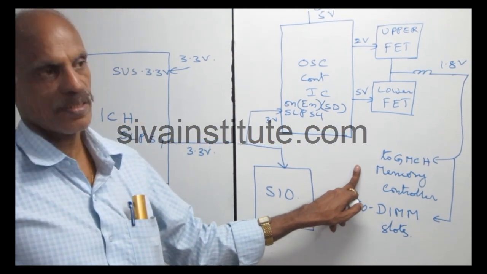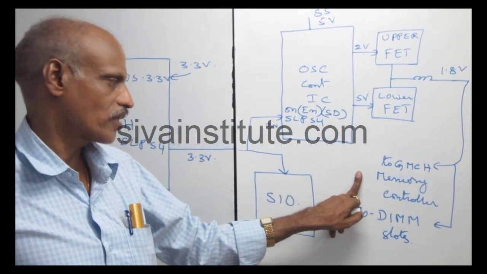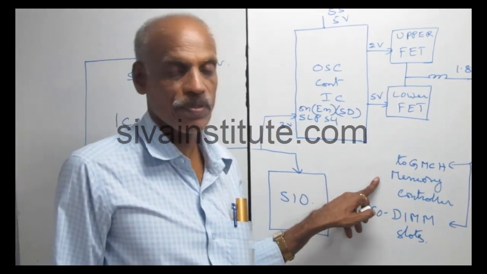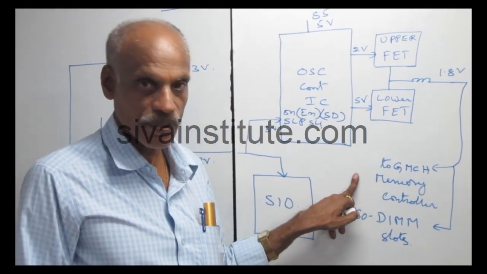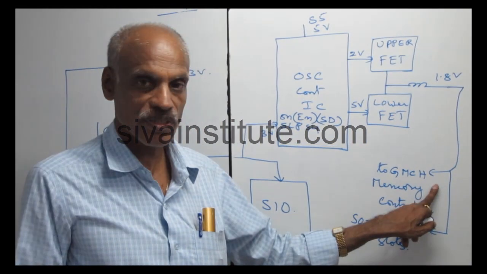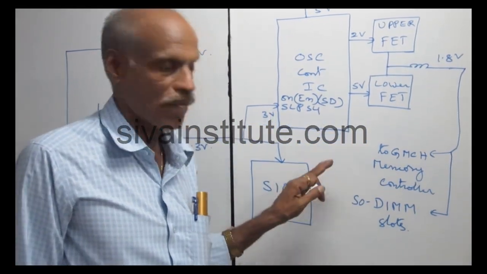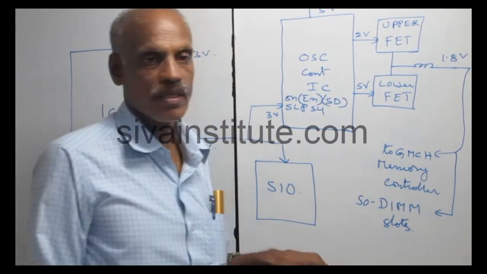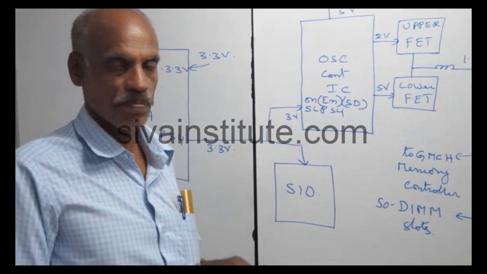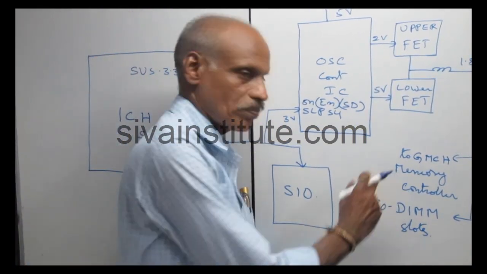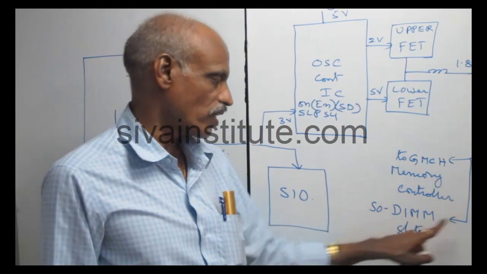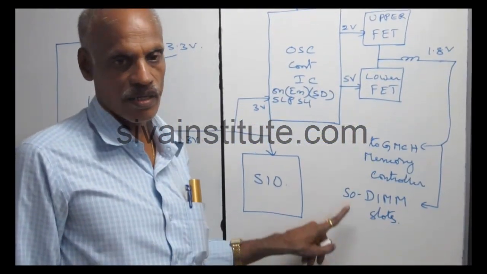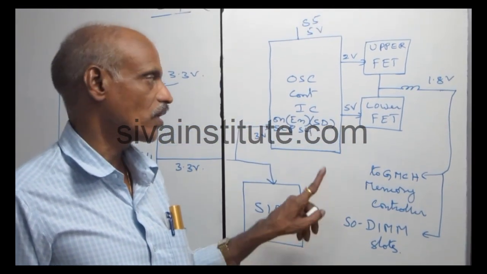In some AMD motherboards and Intel motherboards, in the latest motherboards, the memory controller is only in the CPU. Memory controller in CPU, so this voltage goes to the CPU. If the memory controller is in the GMCH, this voltage goes to the GMCH. For the DIMM slot, this voltage compulsorily goes to the DIMM slots. If there is no supply to these ICs or DIMM slots, a no display fault will come.